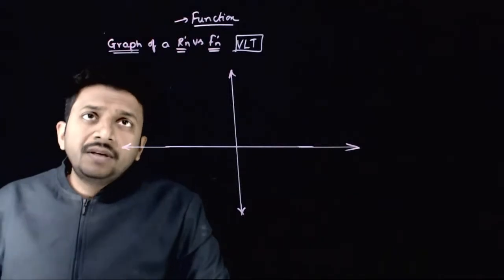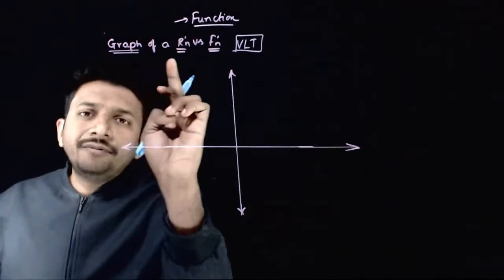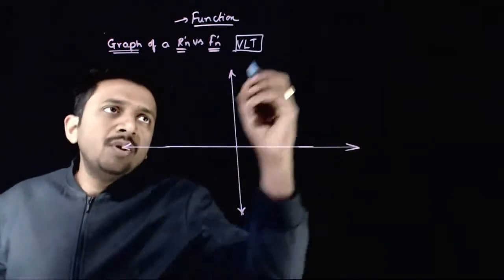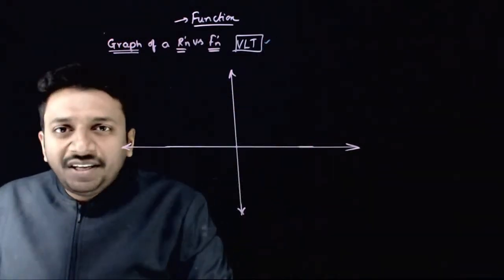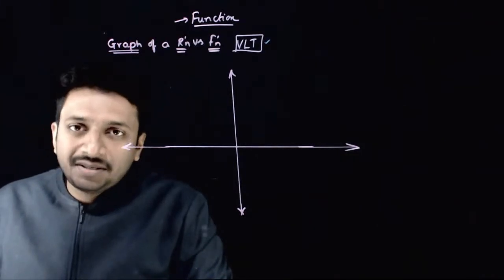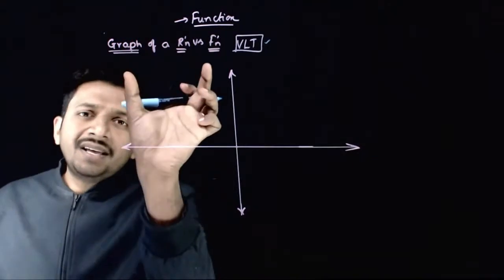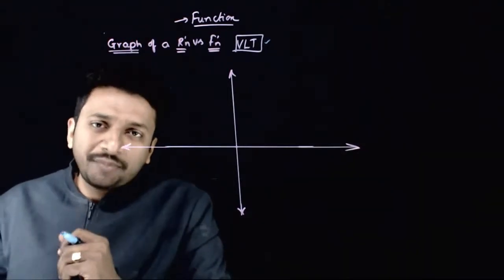So now let us look at the topic graph of a relation versus graph of a function, and more specifically VLT, that is the vertical line test. Let us see what this is. So now let us take a relation between x and y.